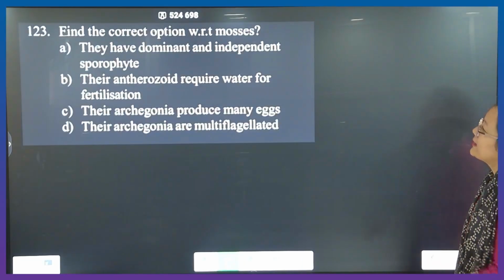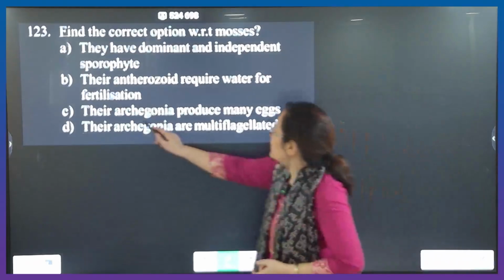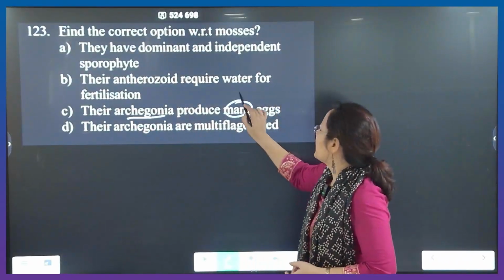123. Find the correct option with respect to mosses. This will be: archegonia produce many eggs, not many, it should be one egg.